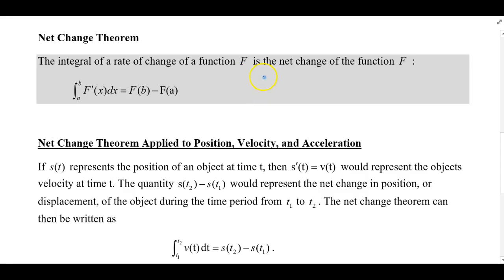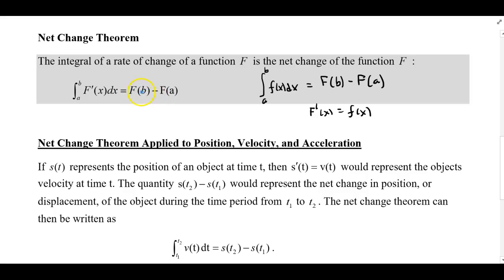Recall that this just comes from the fundamental theorem of calculus part 1, which stated that if we have the integral from a to b of this continuous function f of x, then this will be equal to capital F of b minus capital F of a, where capital F is the antiderivative, or any antiderivative, of little f. Since capital F is the antiderivative of little f, that means that capital F prime of x is equal to little f of x. So that is where this comes from, because all we do is replace little f of x with capital F prime of x, giving us the net change theorem.